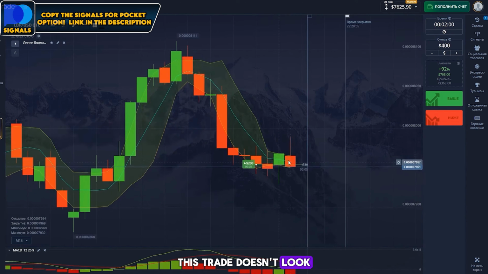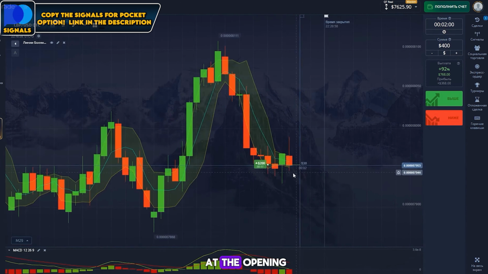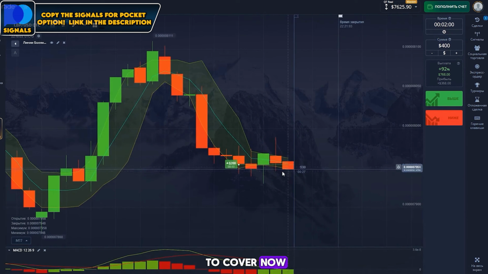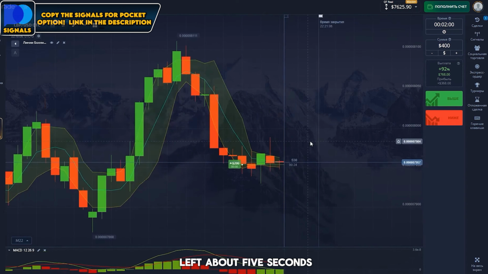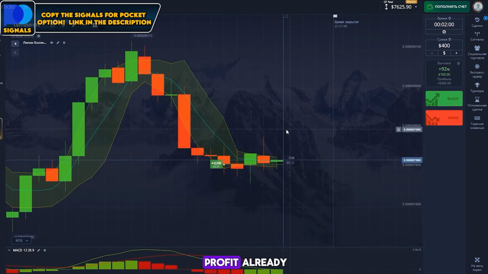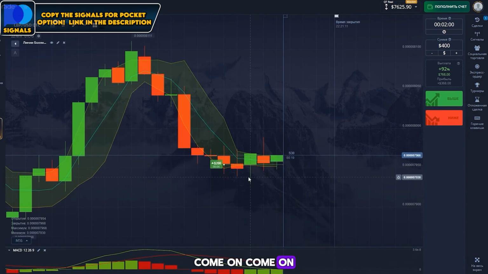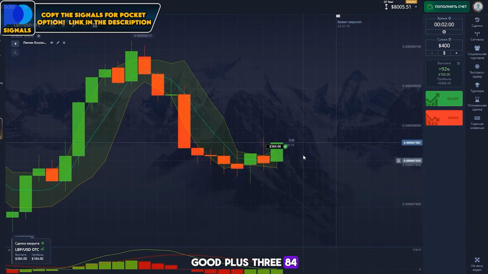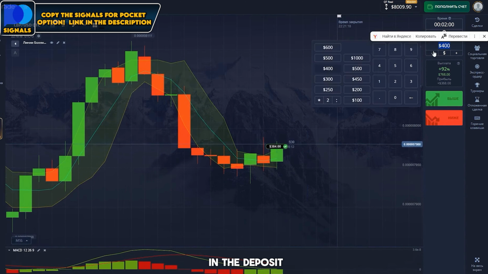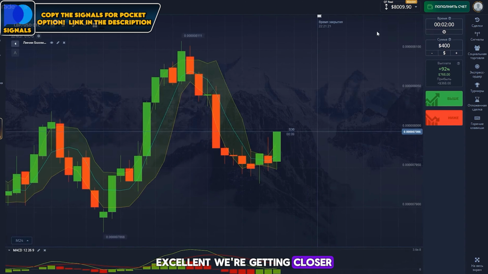This trade doesn't look good to me. The price might bounce at the opening. We have a chance to cover now. Just a few minutes left, about 5 seconds. Let it go into profit already. Come on, good. Plus 384, we've crossed over $8,000 in the deposit. Excellent. We're getting closer to 10.